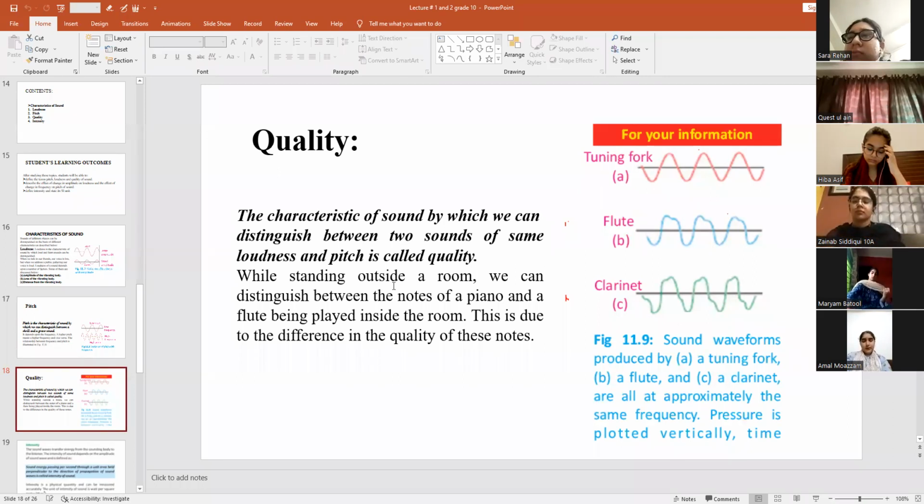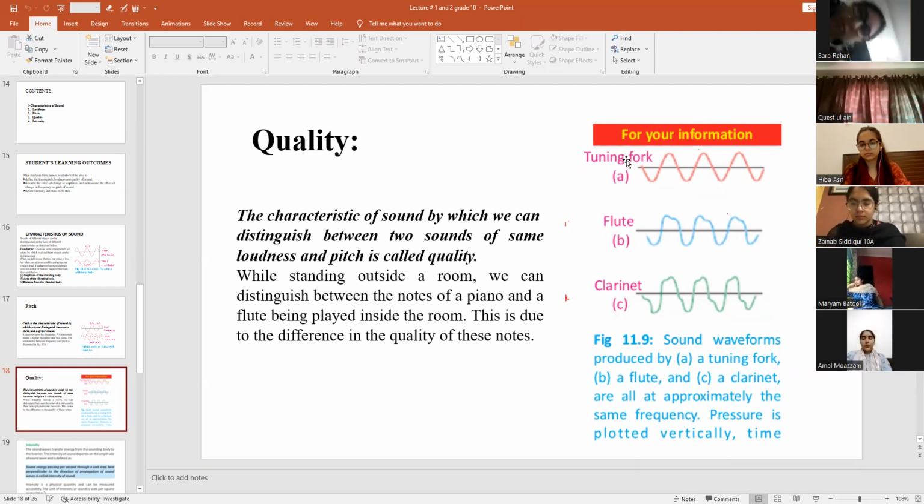While standing outside a room, we can distinguish between the notes of a piano and a flute being played inside the room. This is due to the difference in the quality of these notes. Quality is basically a difference in the sound, right? You're all familiar with the sounds of your friends. If one of your friends is talking and another friend is also talking and they have the same loudness and pitch, you can easily recognize this is the sound of this friend and this is the sound of that friend, right? So this is known as quality.